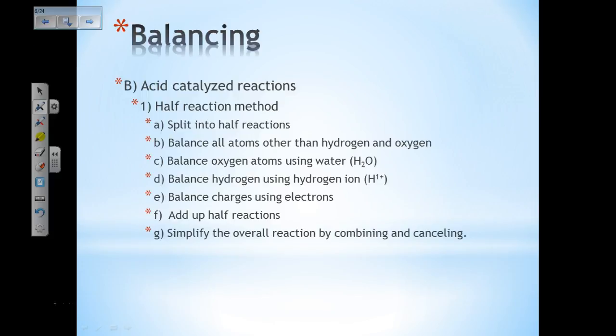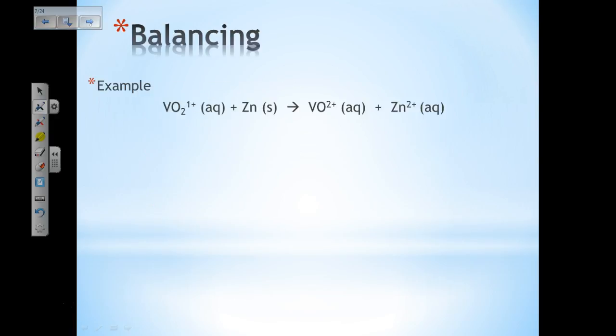Hey everybody, now we're going to do the second type of balancing, where we have acid catalyzed reactions. You may want to write down these steps because I'm going to use the example in the next slide to show how you do this. If you're one of these people that needs a stepwise progression, there it is. So let's go to here though. Okay, so let's do this.